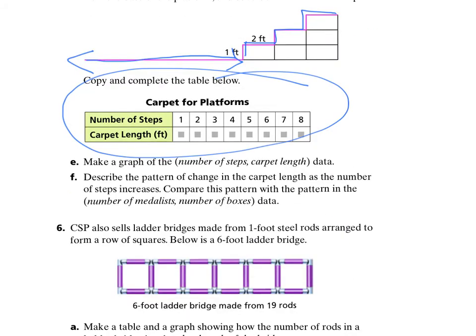Then students are asked to make a graph of the number of steps, carpet length data, and describe a pattern of change, and then also to compare this pattern to the pattern in the other data.